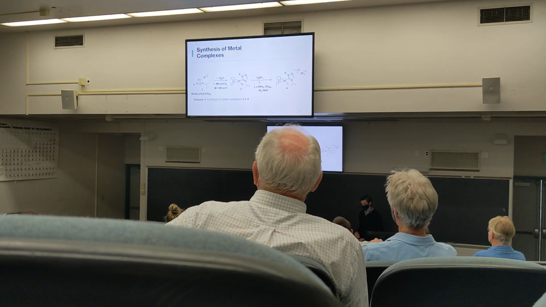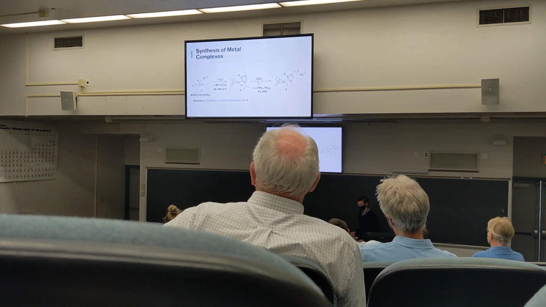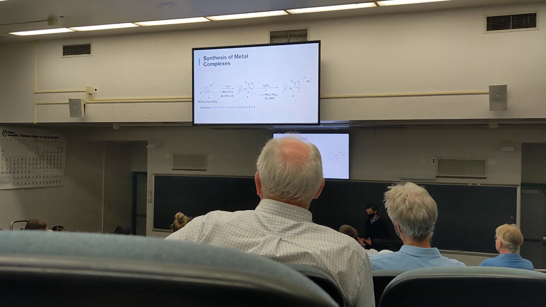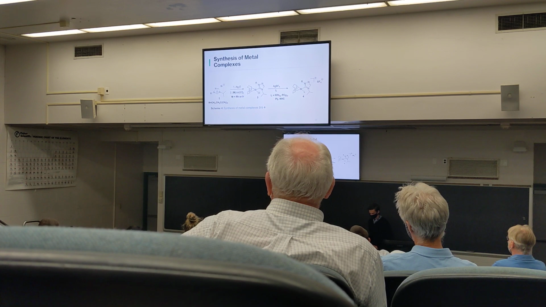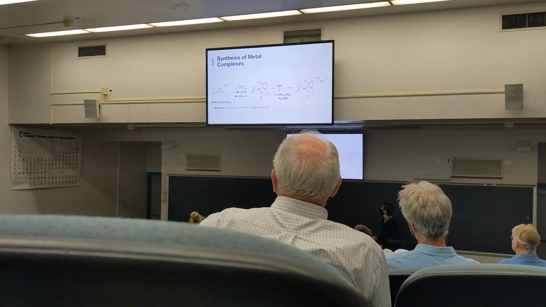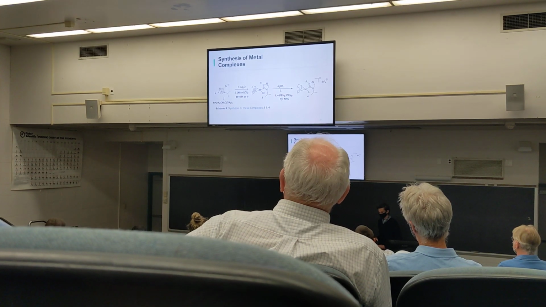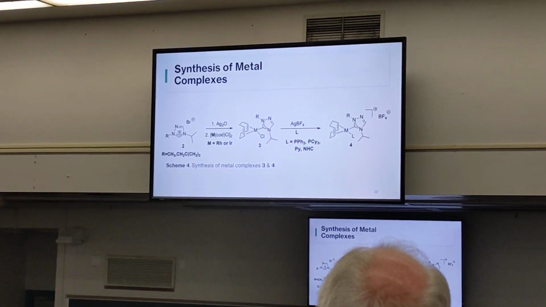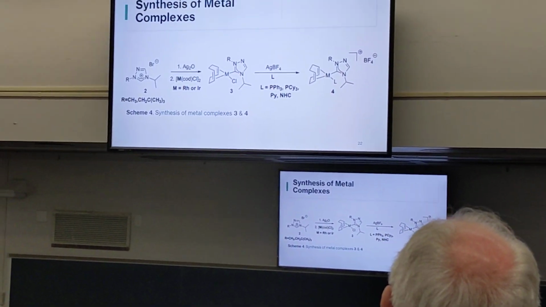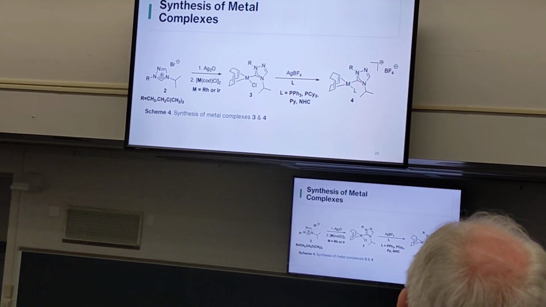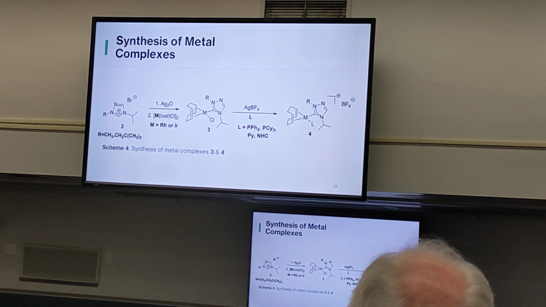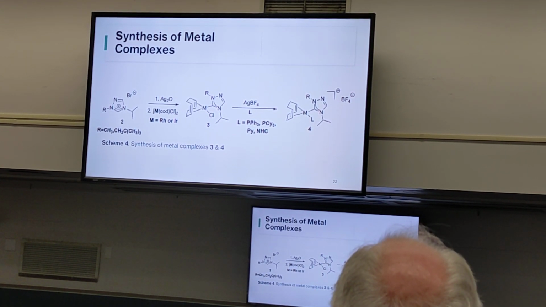The next step was our synthesis of metal complexes. We took our triazolium salt, we reacted it first with silver oxide, and then with our metal COD group. This created the neutral complex 3 that you can see. Once we had our neutral complex and confirmed it with nuclear magnetic resonance spectroscopy, we then reacted it with silver tetrafluoroborate and our L group, which made our cationic complex 4. As you can see, a BF4 group is bonded to our cationic complex.